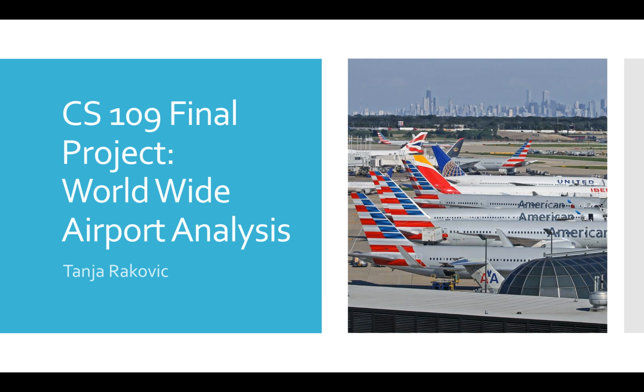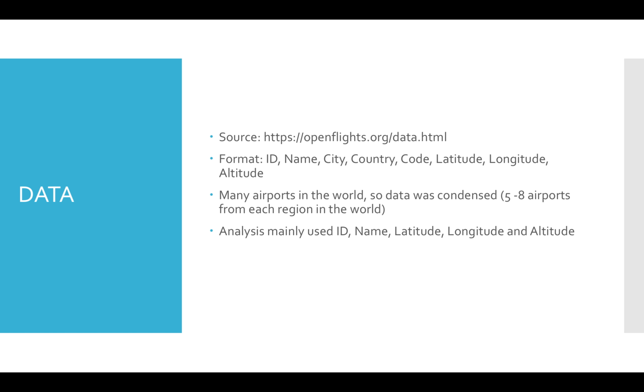The program will be analyzing airports all over the world. The data includes the ID, name, city, country code, latitude, longitude, and altitude of almost every airport around the world. The file that I found was extremely large, so to make it more manageable, I chose about 5 to 8 airports per region of the world.